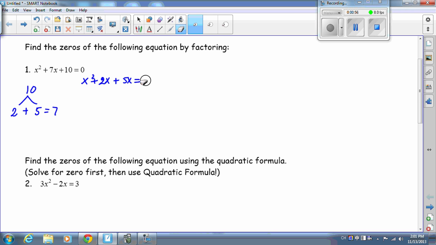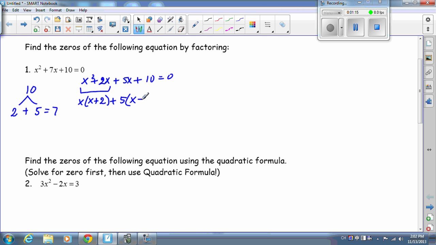Making a little mistake here. I'm adding also the 10. So I will say plus 10 is equal to 0. The first two elements have an x in common, so I have x and x plus 2. And the last two have a 5 in common, so I have 5 and x plus 2 again. This is still equal to 0.